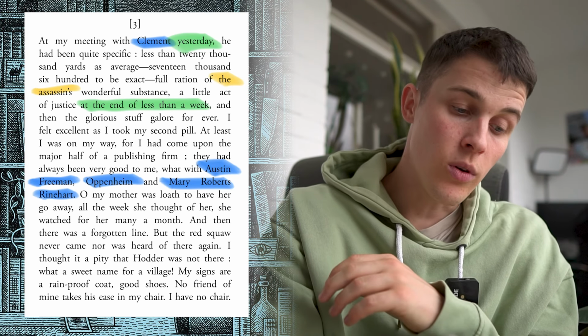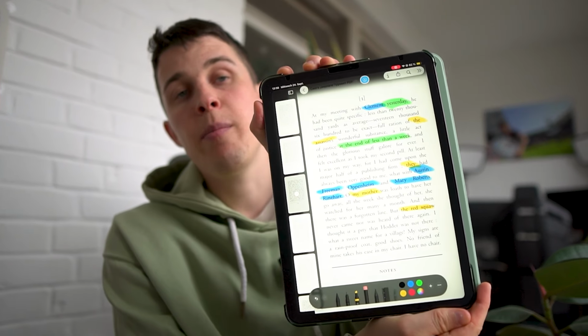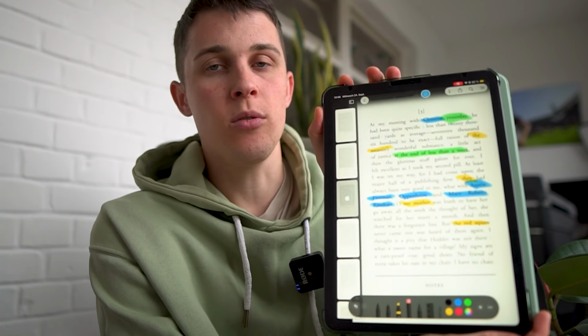Then there's also they, my mother, and the red squaw. So for now, my page looks like this, and this could be done with all the other pages. And one last thing that is kind of interesting: to mark all the things mentioned. So that could be anything that is of particular interest to you.